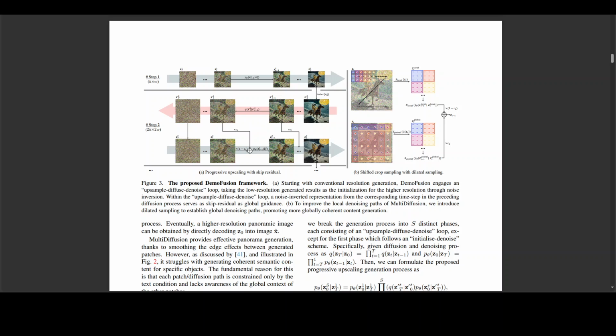So the framework of DemoFusion, as you can see on your screen, starts with conventional resolution generation. DemoFusion engages an upsampled diffuse denoise loop, taking the low resolution generated results. And then the noise inverted representation from the corresponding time step serves as skip residual as global guidance. And then in order to improve the local denoising paths of multi-diffusion, they have introduced dilated sampling to establish global denoising paths, and you can see how it is progressively upscaling from left to right. And then it has also shifted crop sampling with dilated sampling, producing the image in a quite vivid way.